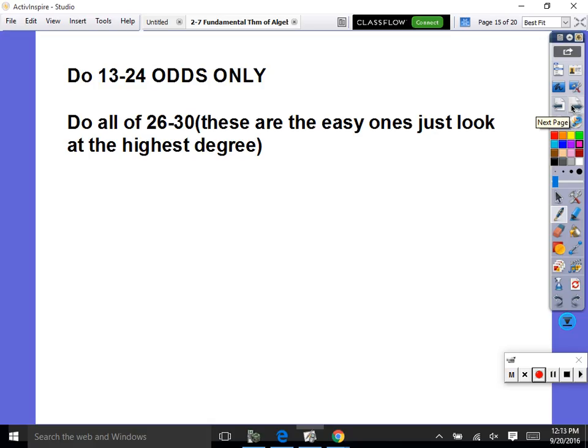Okay, so this is what you're doing. 13 through 24 odds only, and then do all of 26 through 30. Ready, set, go.